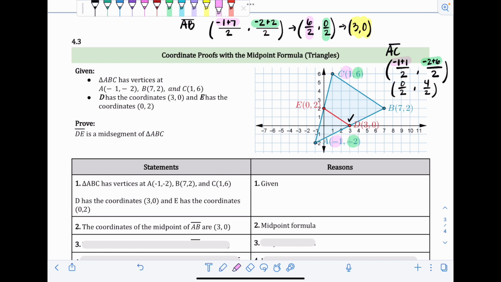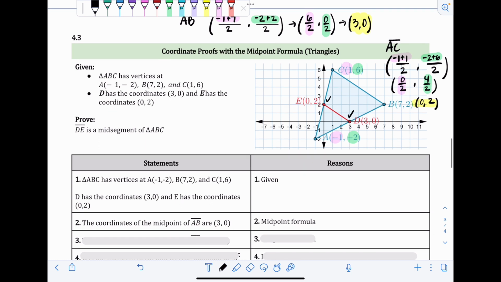And then we can divide to simplify. So 0 divided by 2 would be 0, and 4 divided by 2 would be 2. So 0, 2 is the point that we got for the midpoint, which is where E is. So that's the second thing we needed to show. So for 3, the coordinates of the midpoint of segment AC are 0, 2. And same justification, we just use the midpoint formula.